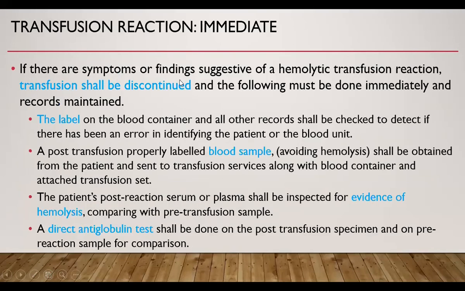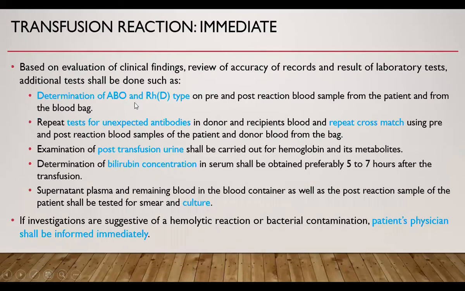So if there are immediate transfusion reactions, then the transfusion shall be discontinued immediately, and the label is checked for any clerical mistake. The patient's blood samples are collected, and they are tested in the blood bank for evidence of hemolysis. A direct antiglobulin test shall be done on the post-transfusion specimen and on the pre-reaction specimen for comparison. In addition to these, the ABO and Rh type should be done again on pre- and post-reaction blood samples, and a test for unexpected antibodies should be done.